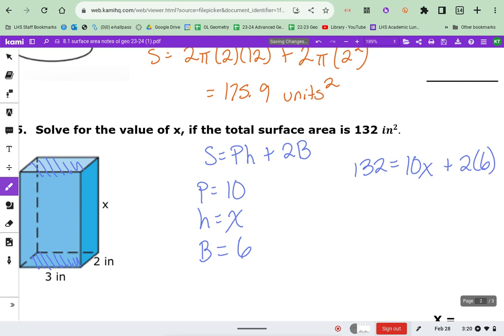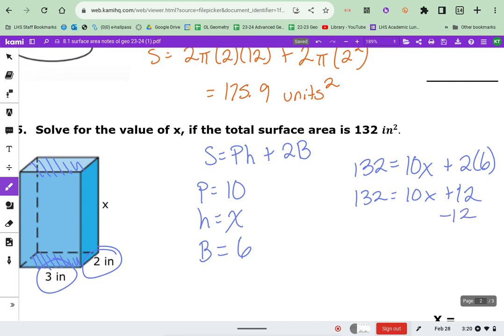I didn't think you had 6 as the base. It's the area of the base, so it's 2 times 3. Oh, okay. Wait, good question. So can we just write it as 132 equals 10x plus 12? Sure. So wait, how'd you get 10? 3 plus 3 is 6, plus 2 plus 2. Yes.